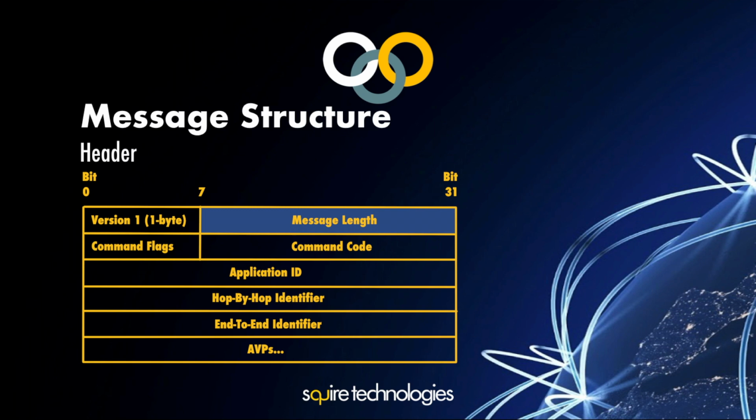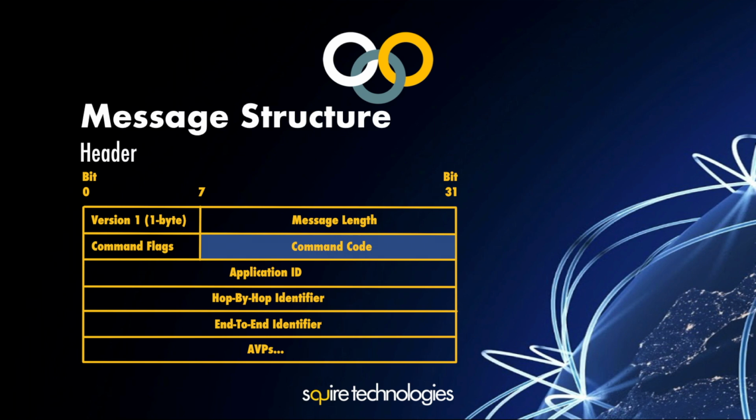There's command flags, which I'll go through next. The command code is the message. So is this a capability exchange? But it's not the R. It's only the CE, because the command flag tells you whether it's a request or an answer. And it's not response, it's answer. Request, answer. Okay? So through a transaction, the command code would stay the same.